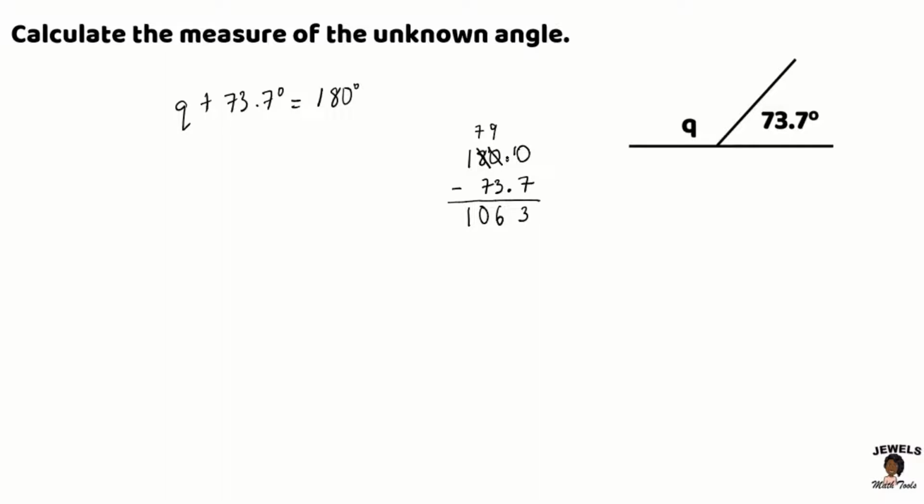And after our subtraction, our decimal point will remain exactly where it is. So you must make sure that your numbers are lined up correctly so that when you bring your decimal point down, all of your numbers are in their correct position. So that will be our answer. So my angle Q will be equal to 106.3 degrees or 106 and 3/10.